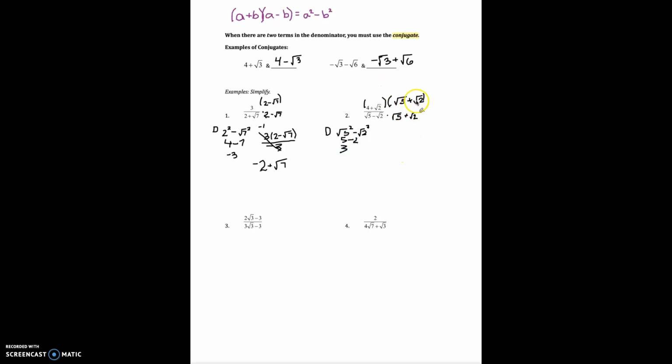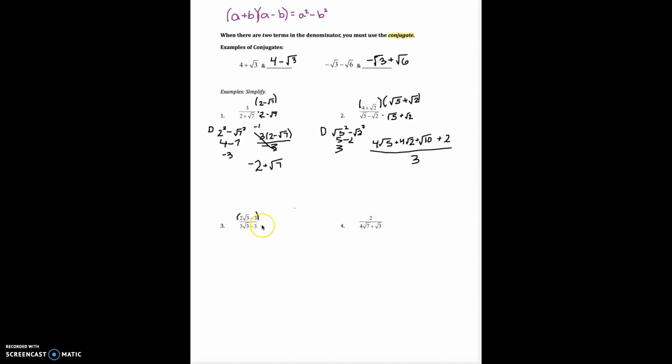I do need to go ahead and distribute my numerator, or FOIL, however you want to put it. So I'm going to get 4 root 5 plus 4 root 2 plus root 10 plus root 2 times root 2, which is root 4, or 2. We do not have any like terms here. We'll talk about adding and subtracting radicals again in a moment. So that's our numerator, and it's all over 3.